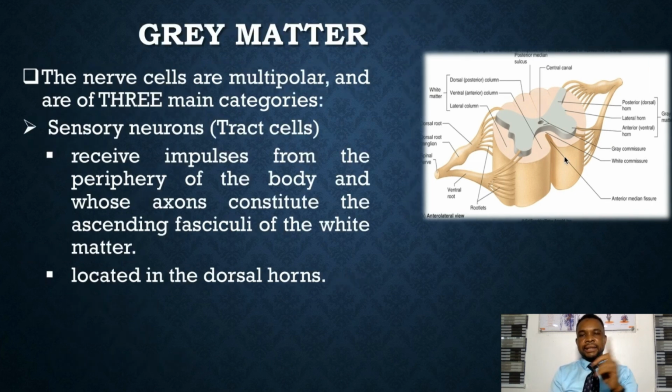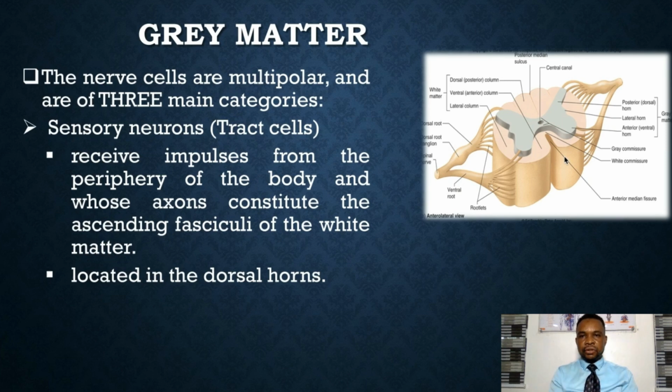Now, let's look at the inner layer of the spinal cord. The nerve cells of the gray matter are multipolar neurons and are of three main categories. Remember the types of neurons we discussed in the previous video? About 4 types of neuron: unipolar, multipolar, bipolar, and pseudounipolar neurons.